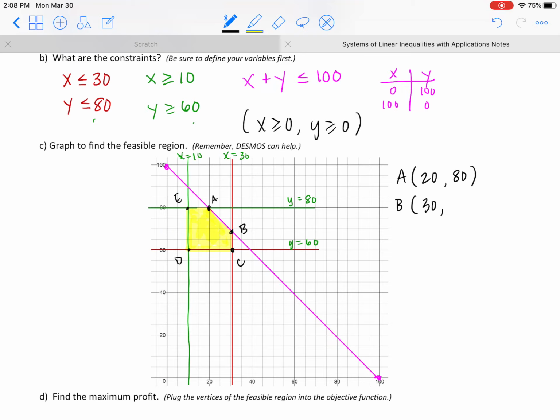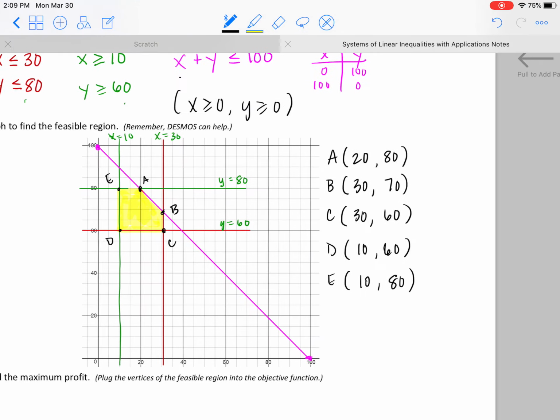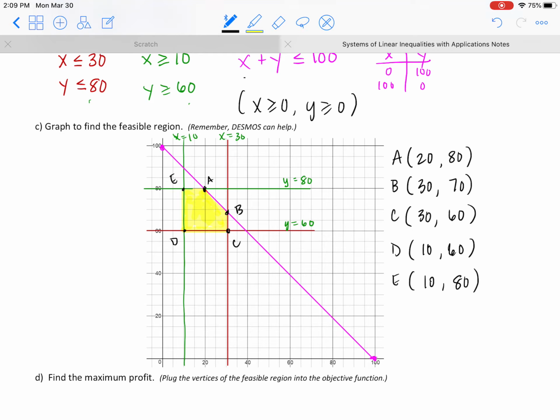Okay, B, the same kind of thing is happening. B, I know, is hitting an x value of 30, and then the pink line. So if I put 30 in here for x, that means y has to be 70. For C, C is where x is 30 and y is 60. And then D, we have x is 10 and, no, I'm getting backwards, my bad. X is 10 and y is 60. And then E is where x is 10 and y is 80.